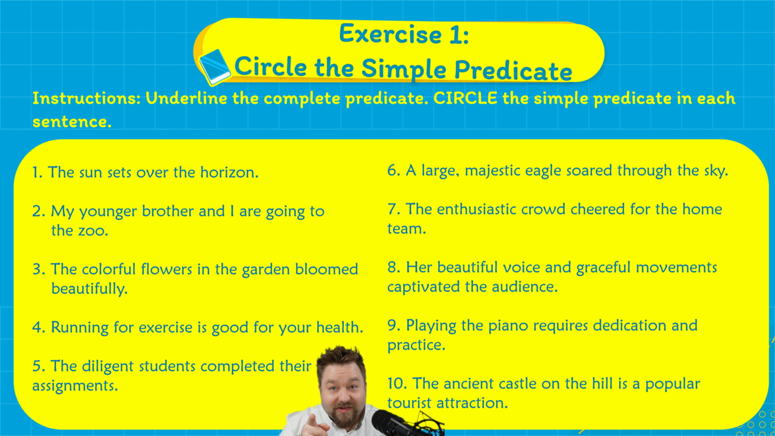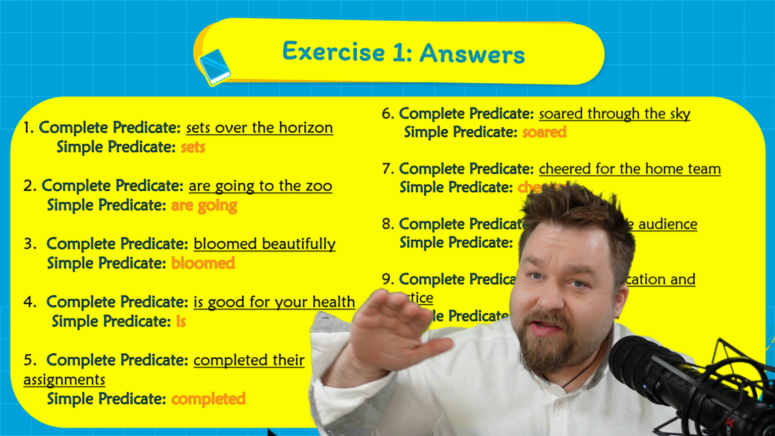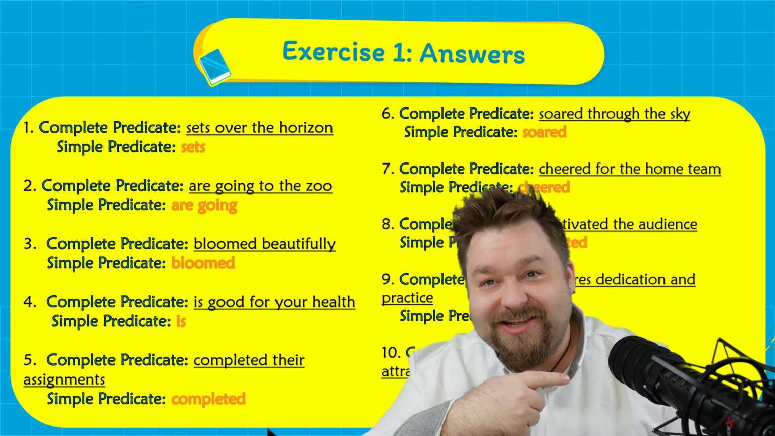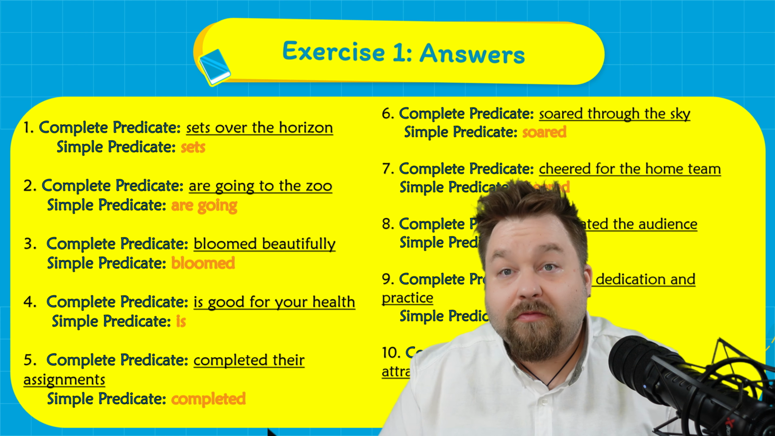You ready? Pause the video. I know you paused that video. Let's take a look at the answers. I hope you used that time wisely and wrote down these answers. Number one, our complete predicate is sets over the horizon, and our simple predicate is sets, just like we did before. Number two, are going to the zoo, simple predicate are going.